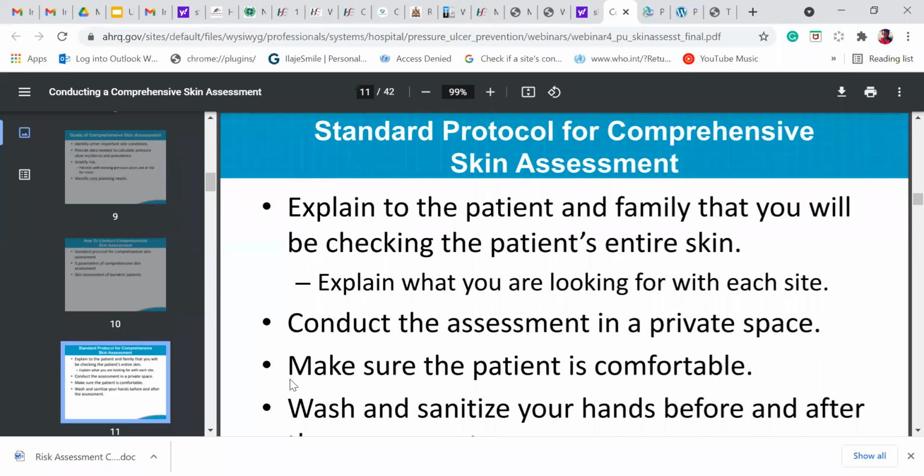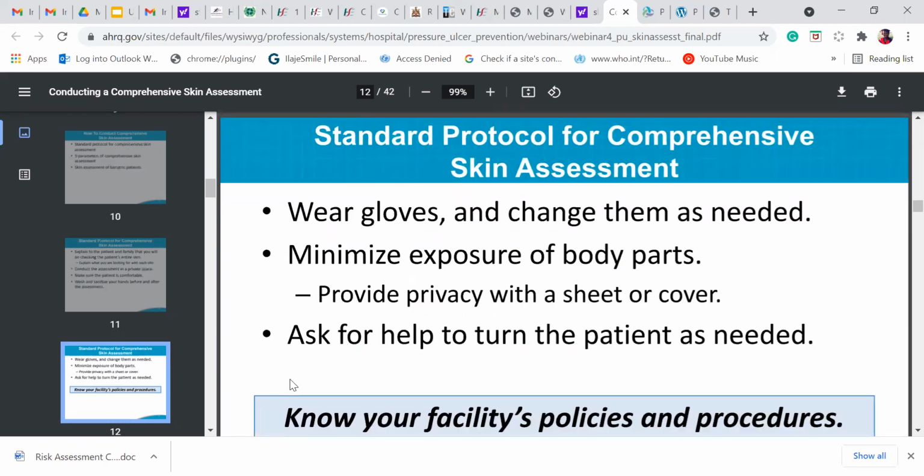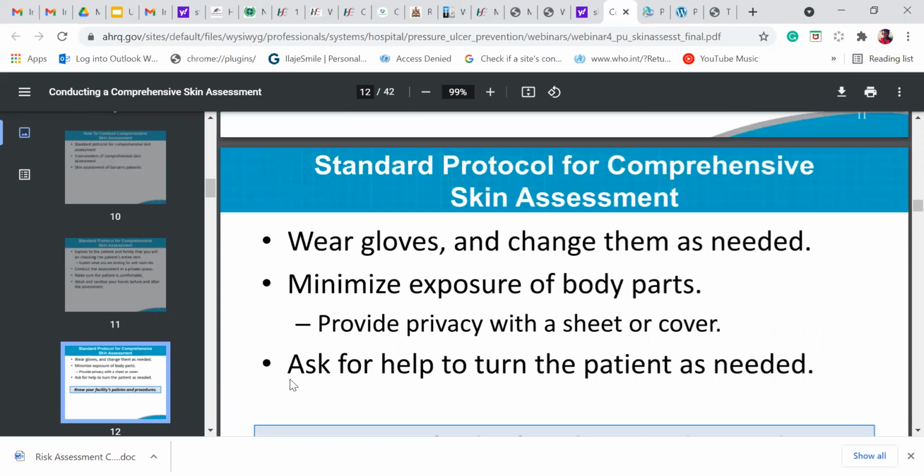It's important that you conduct the assessment in a private space and make sure that the patient is comfortable. Wash and sanitize your hands before and after the assessment. This is very important. It's also important that you wear gloves and change them as needed. There might be exposure of body parts, so make sure you provide privacy with a sheet or cover. Even though the room is locked, it's not enough for you to just close the door. You still provide some extra privacy for the patient using a sheet or cover.